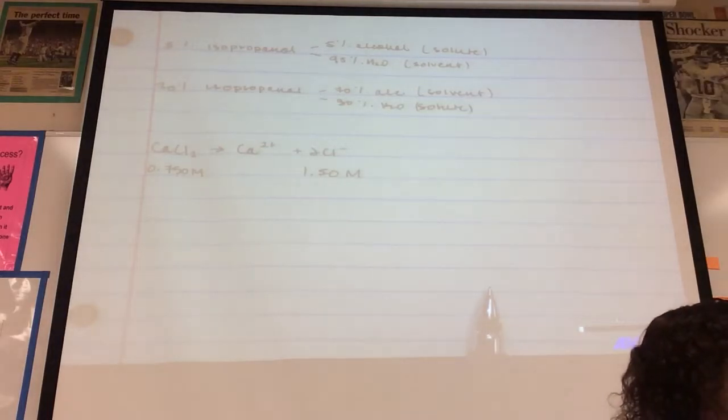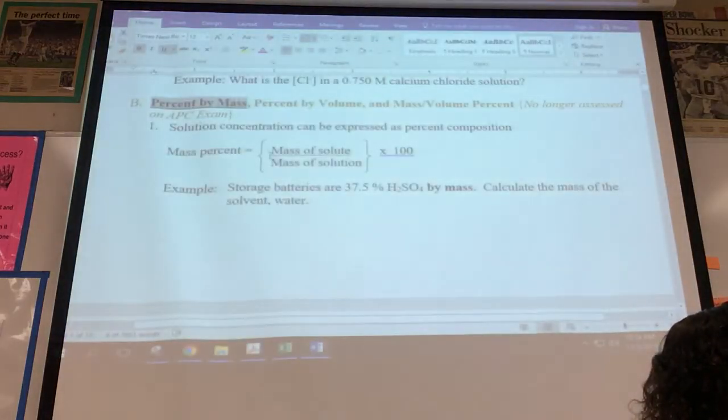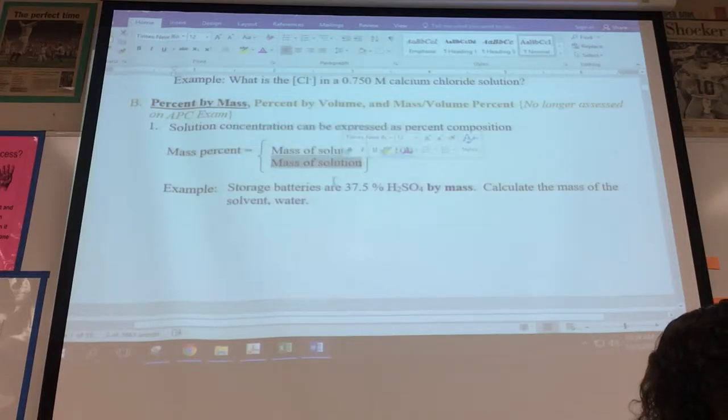Other ways you can represent concentration. One is percent by mass. This you might see a little bit of. It's really very, very simple, percent by mass, where mass percent is the mass of the solute over the mass of solution. If they only give you the mass percent, you can assume that the mass of solution is 100 grams. That makes life easy.